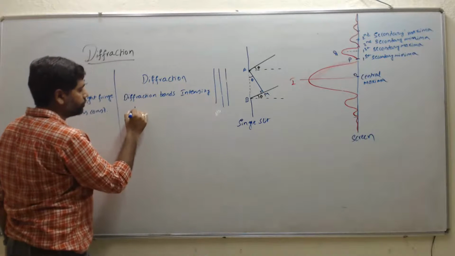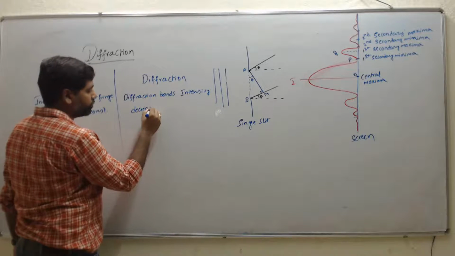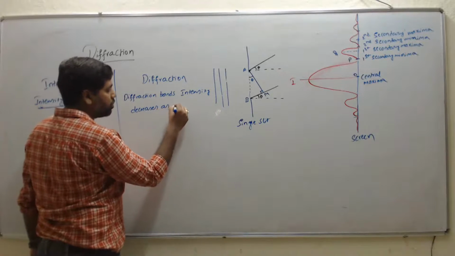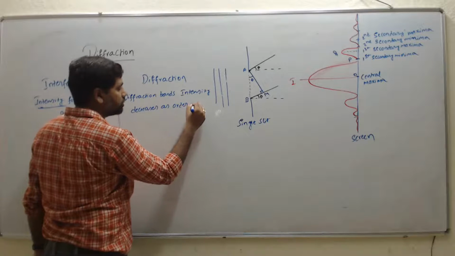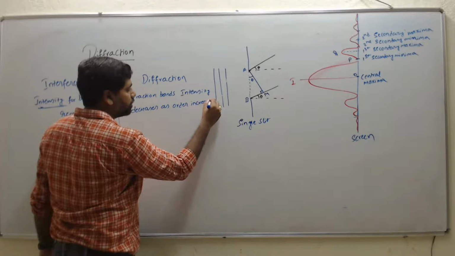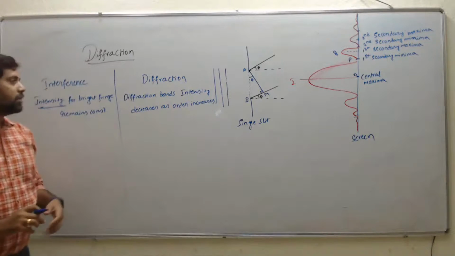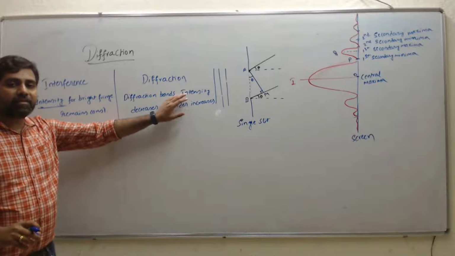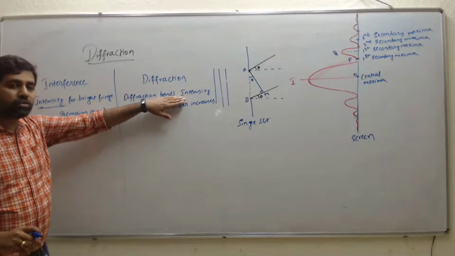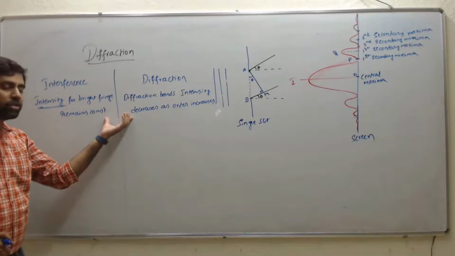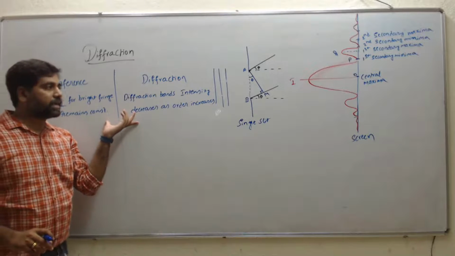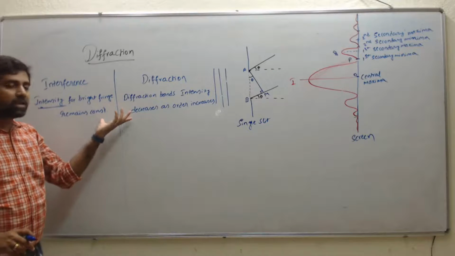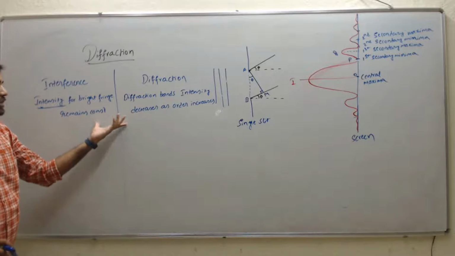Intensity decreases as order increases. Here the diffraction bands intensity, that is for the bright bands. Here also we are discussing the bright band. In both cases, for the dark bands the intensity is 0. That is, in the dark region we always have intensity 0.